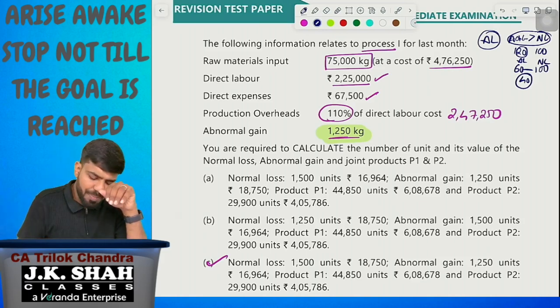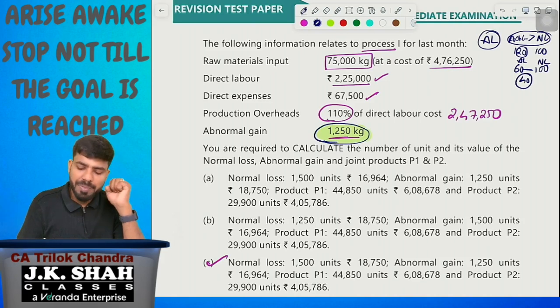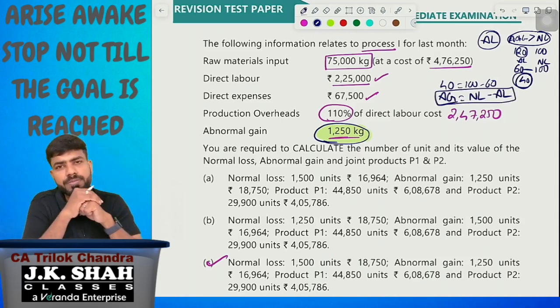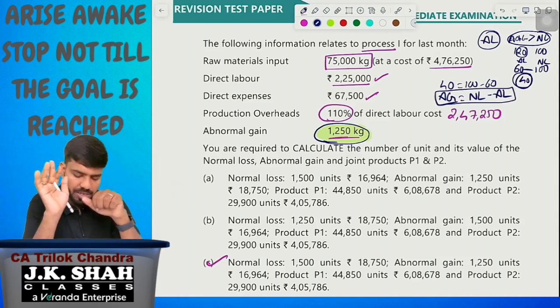In this question, how much is the abnormal gain? 1,250. That means how to calculate? See how we get 40. 40 equals 100 minus 60, so I can write abnormal gain equals normal loss, expected loss, minus actual loss. Are you understanding? Now look at this.